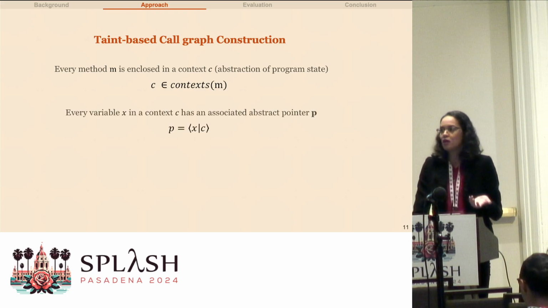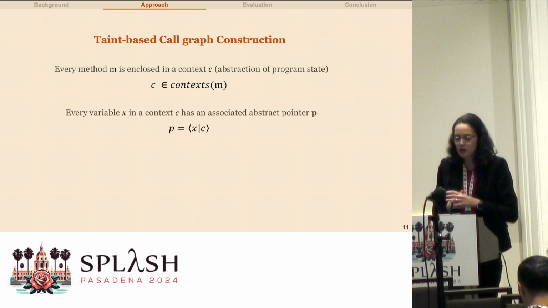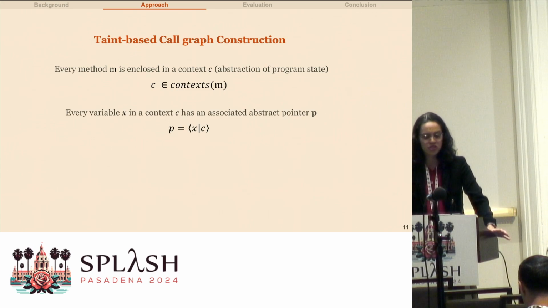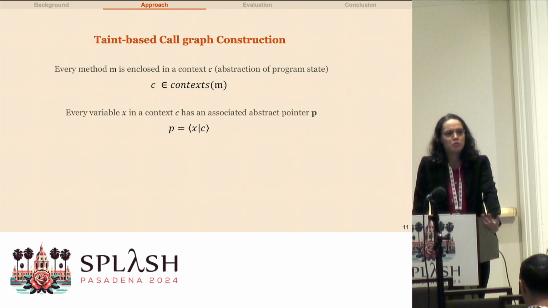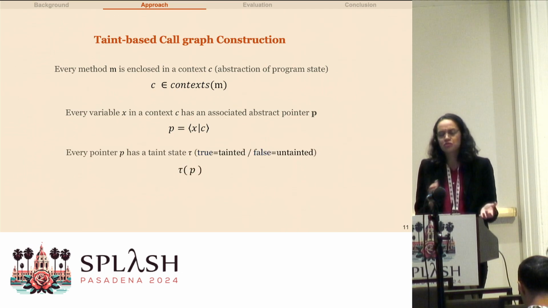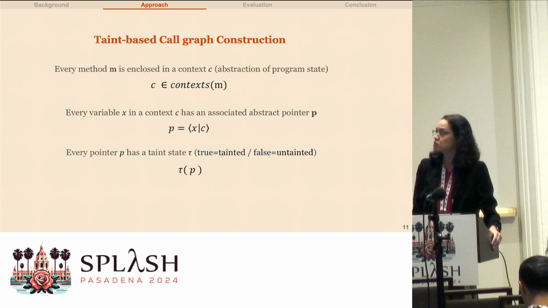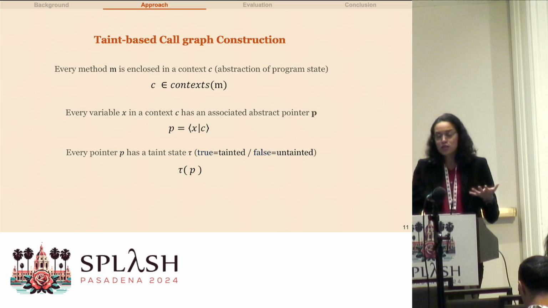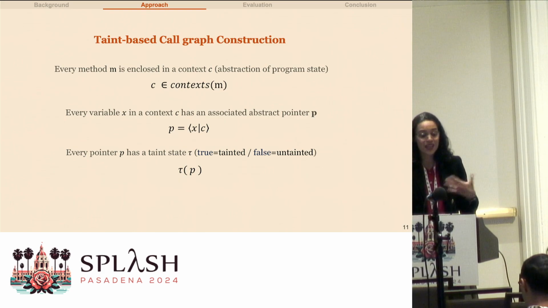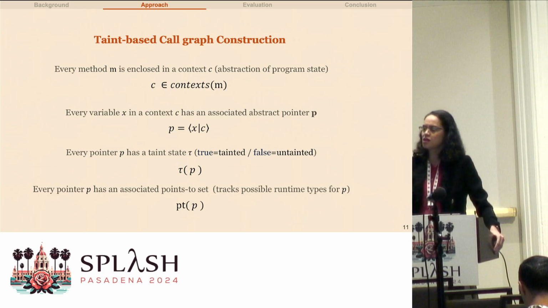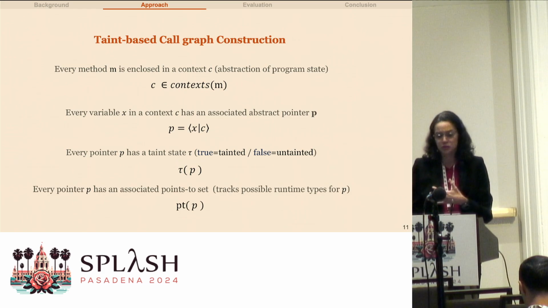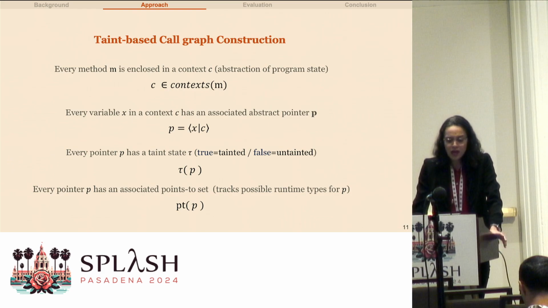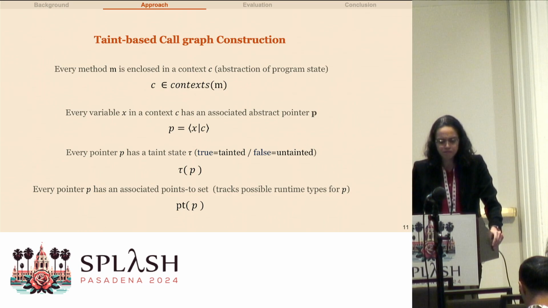So if we are talking about taint analysis, the first thing we have to talk about is some common terminology. Now every method in my program will have a context, and each variable has an associated pointer. That pointer is basically for a variable under a given context. And each pointer now also has a taint state, which indicates whether that pointer is tainted or not. So now, what we want to do is look at those taint states when we are computing the method dispatch.